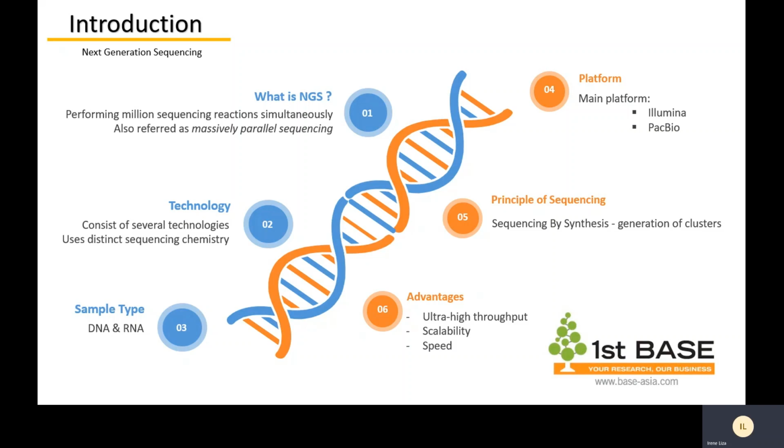There are two main platforms that are very common, which are Illumina and PacBio. Besides Ion Torrent and Nanopore, we also have Illumina and PacBio. For these two common platforms, the sequencing approach used is sequencing by synthesis, and the purpose is to generate multiple clusters. NGS also has its own advantage, especially its ability to give high throughput sequencing reads. Not only that, it is also easily scalable with a shorter runtime.